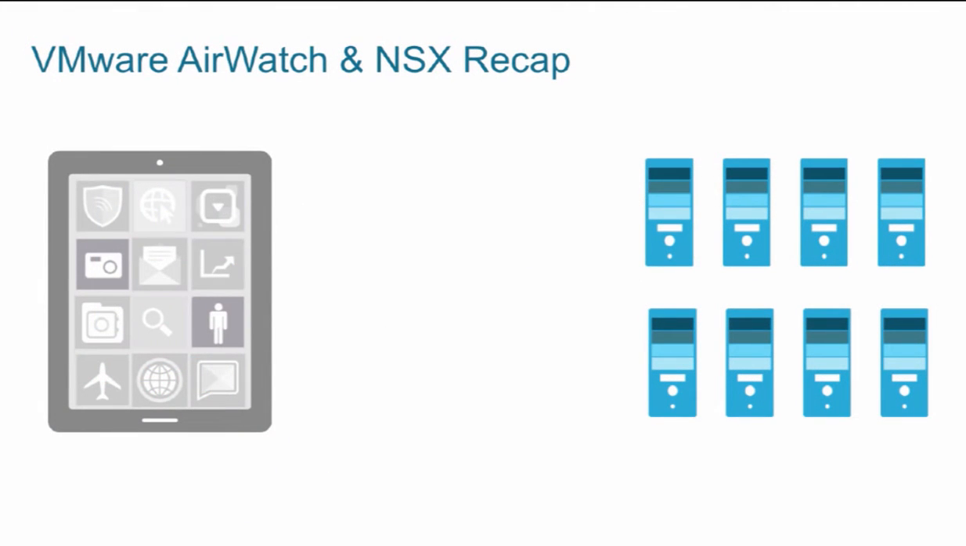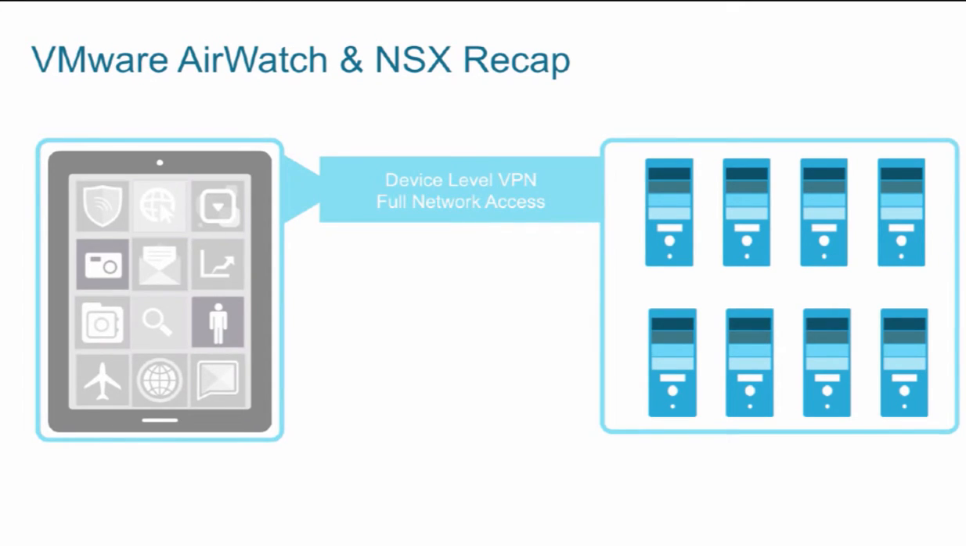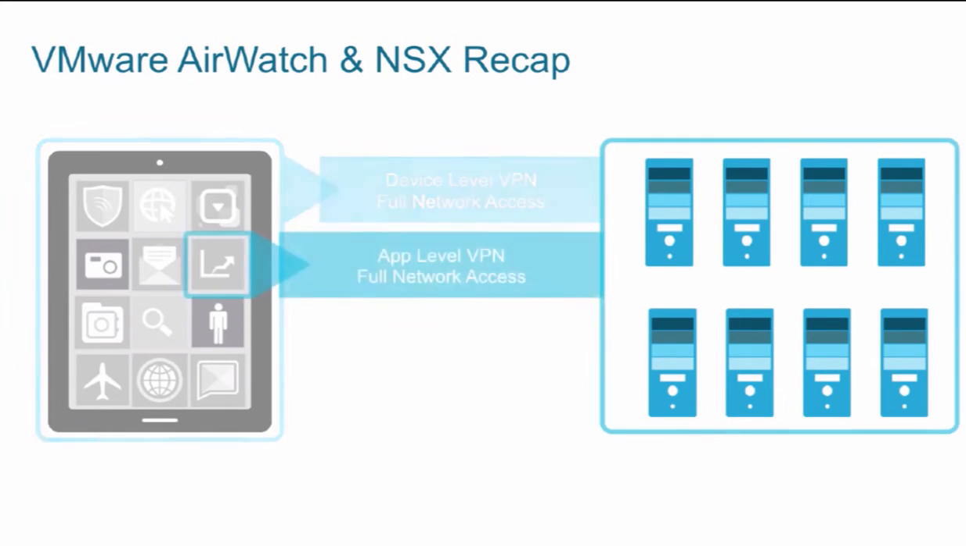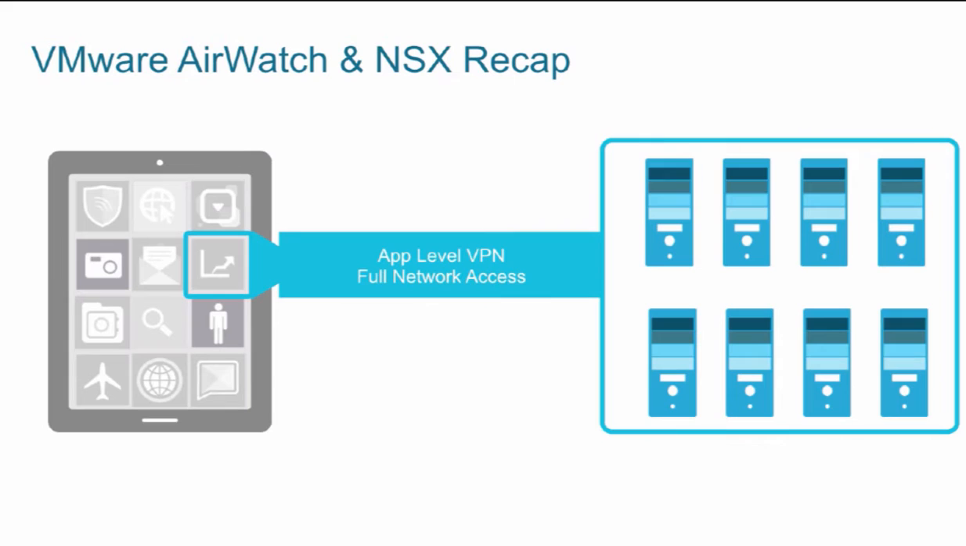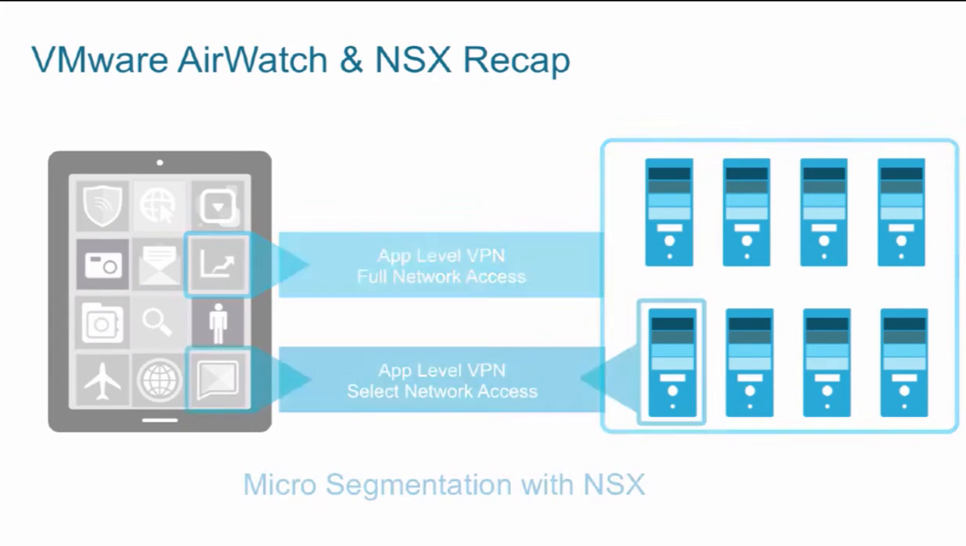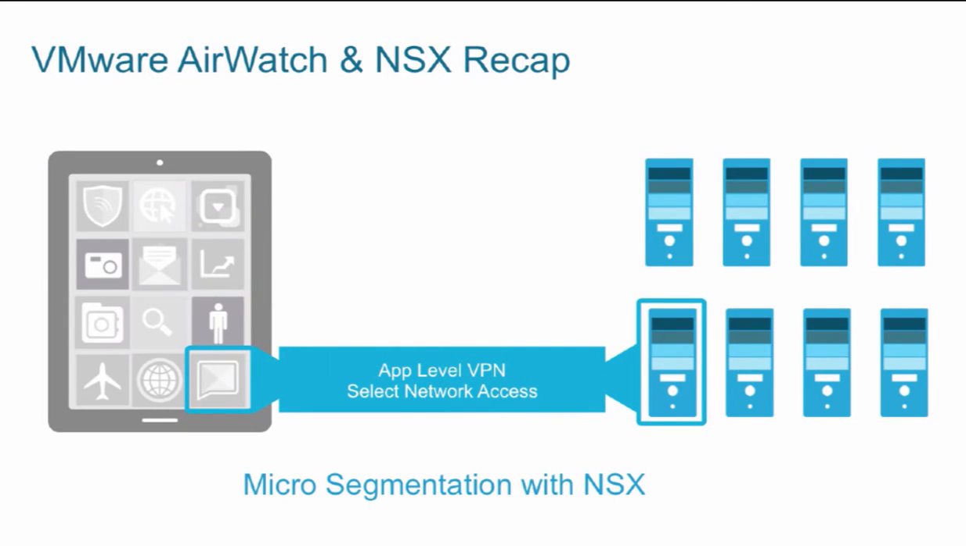So let's recap quickly on how this works. With the device level VPN, which is what we have today, the device has full network access to the data center. If we enhance that, we'd move to app level VPN access. But we still have full network access for a user or a hacker who is able to get inside the data center. If we look at micro-segmentation with NSX, we provide app level VPN access plus selected networking access. So we really segment out what that user is able to access at any given time.